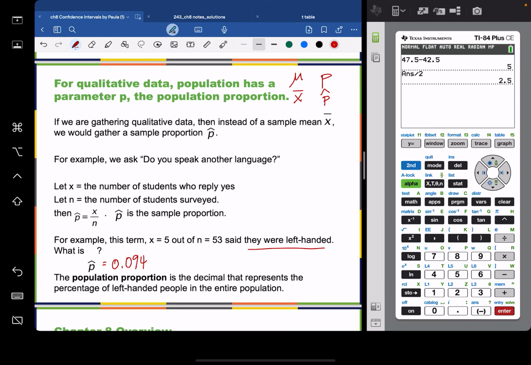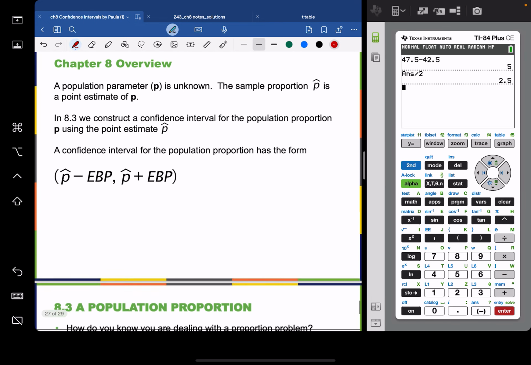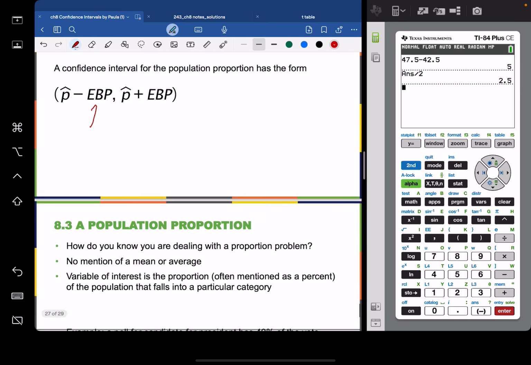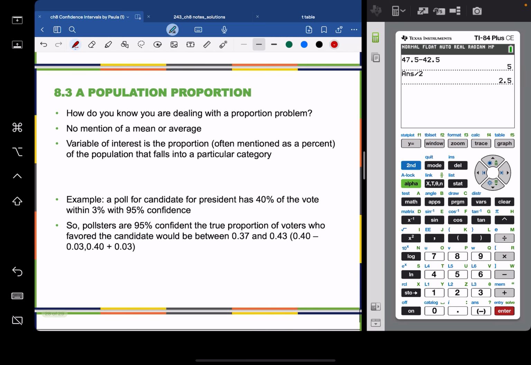Okay, so population proportion is what we're trying to create a confidence interval for. It's unknown, and the sample proportion, P hat, is the estimator. So in 8.3, we'll construct a confidence interval for P using P hat. So we'll end up with P hat minus EBP and P hat plus EBP, just like before. We need a formula for EBP, and I'm going to provide that on your notes sheet.